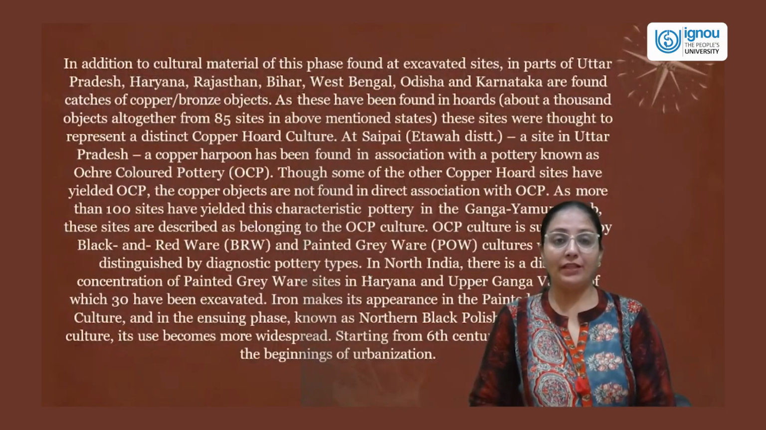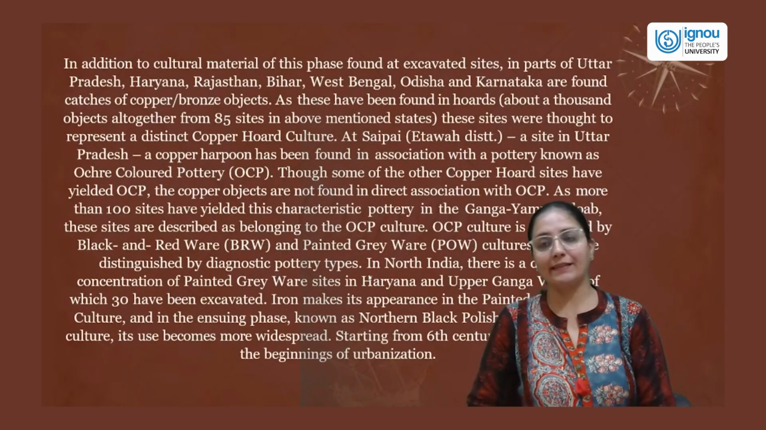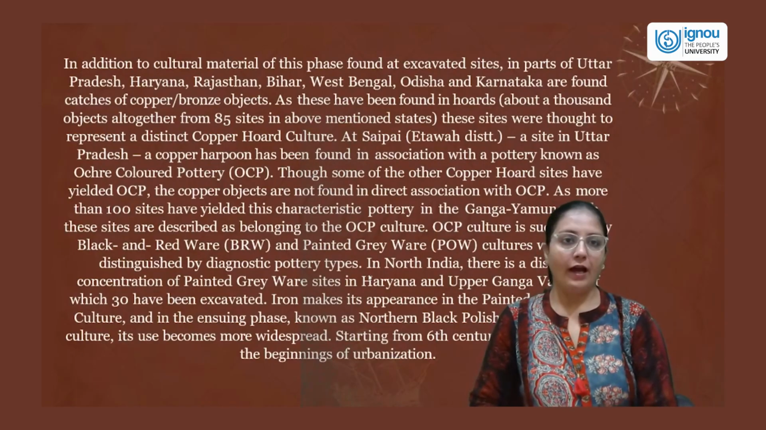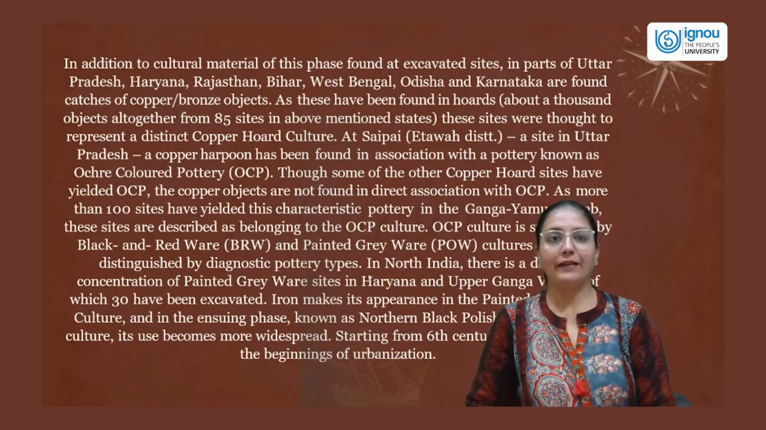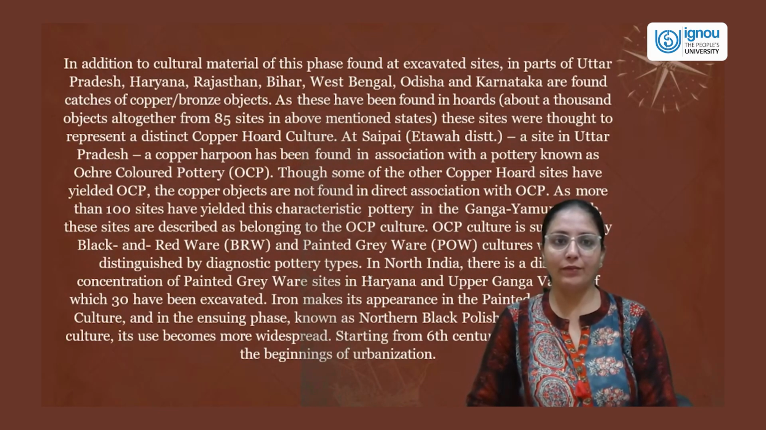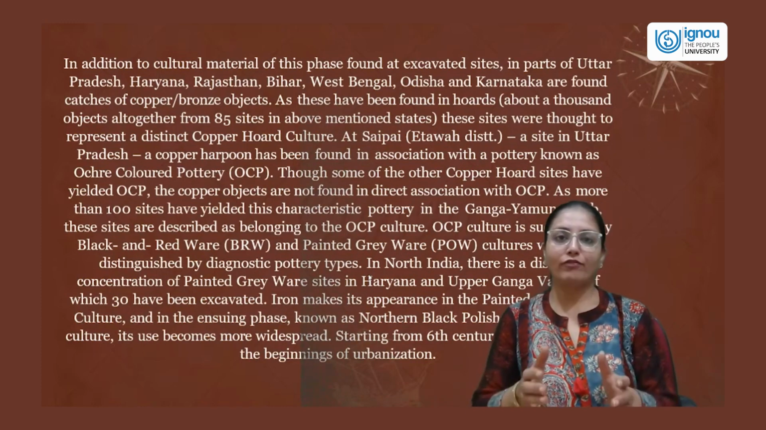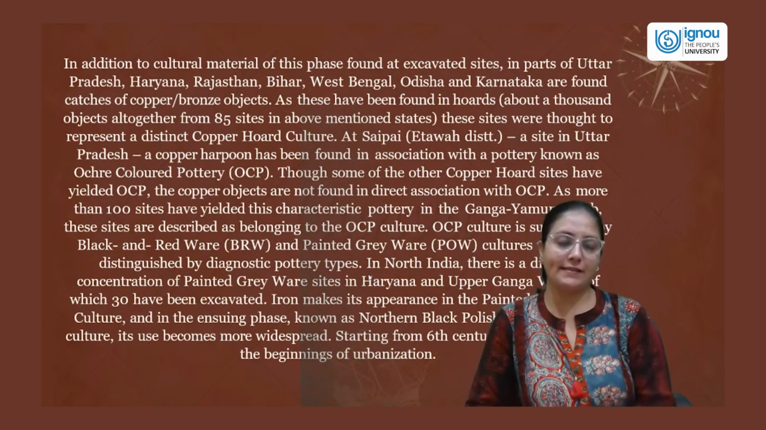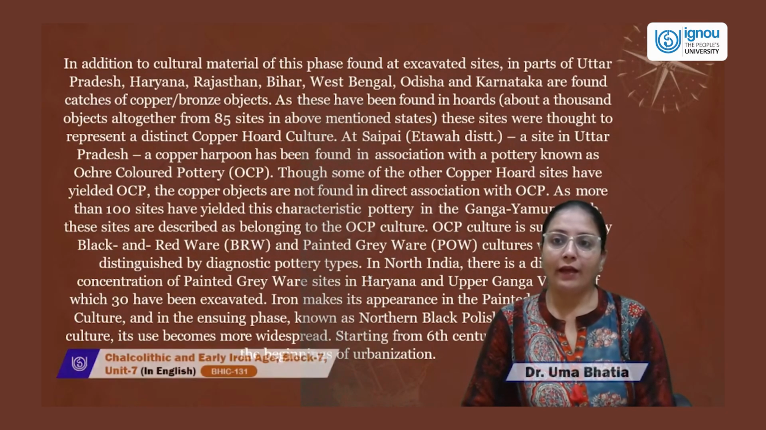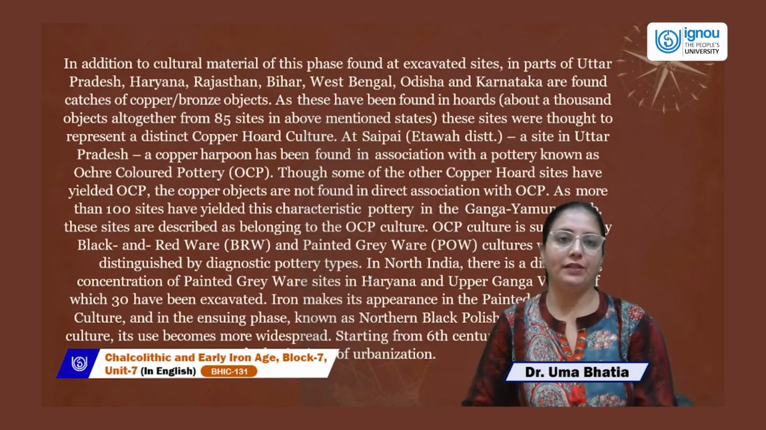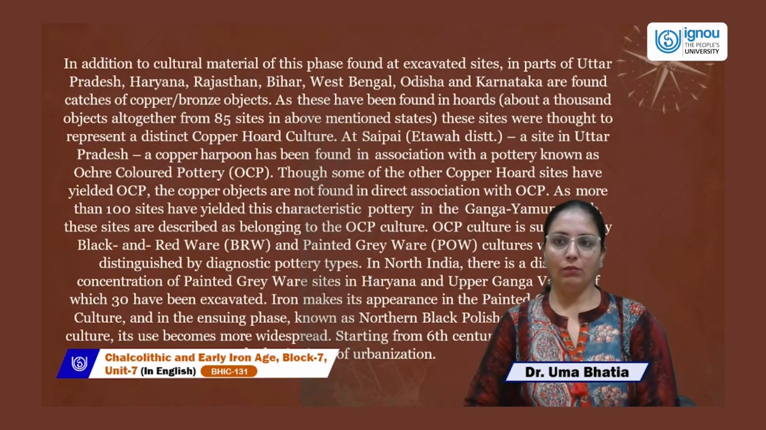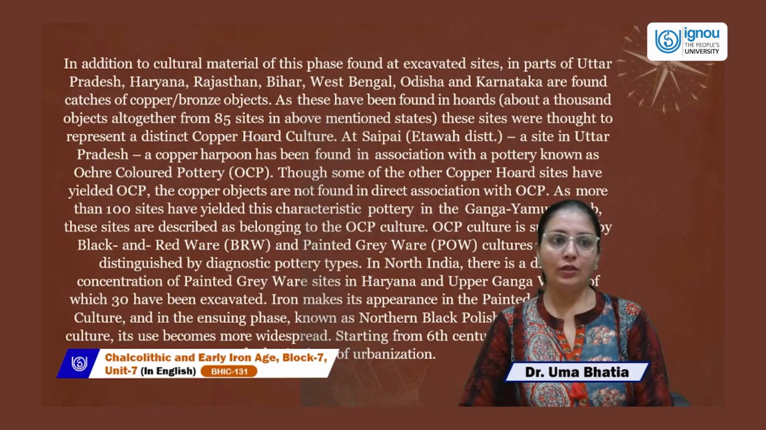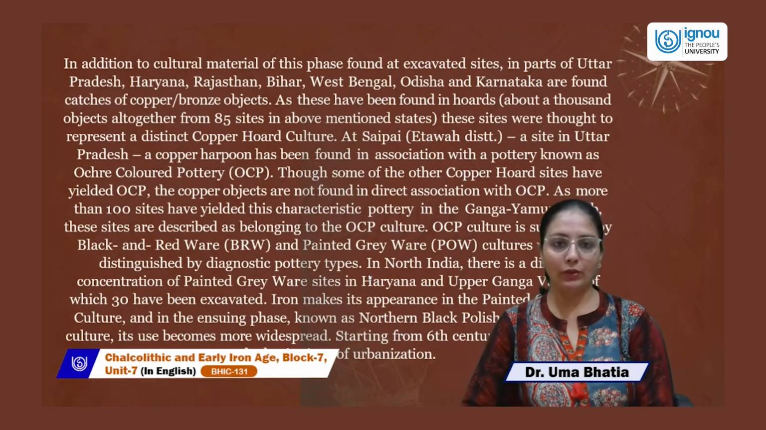In addition to the cultural materials of this phase found in excavated sites in parts of Uttar Pradesh, Haryana, Rajasthan, Bihar, West Bengal, Odisha and Karnataka, caches of copper and bronze objects are found. Because we have got a lot of copper objects from these sites, archaeologists and historians have decided to call this time period, the second millennium BCE, the Chalcolithic age. As these have been found in hoards, these sites were thought to represent a distinct copper hoard culture.